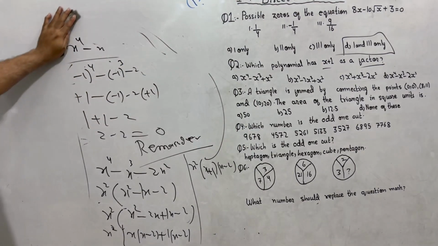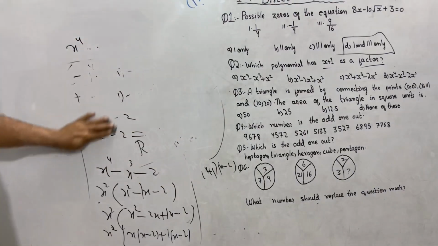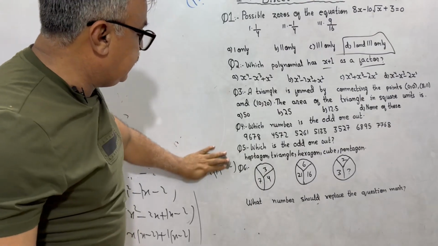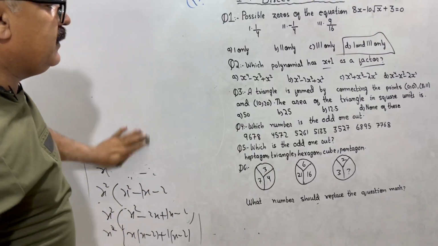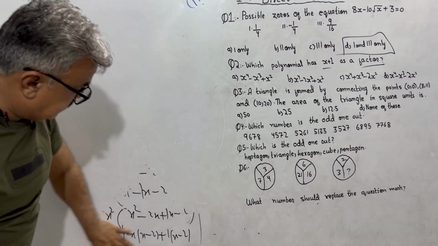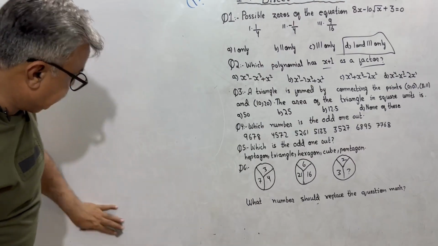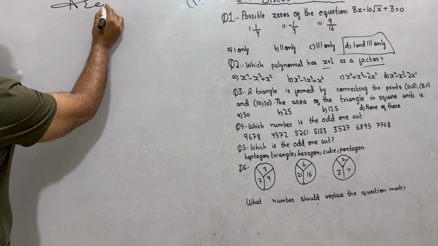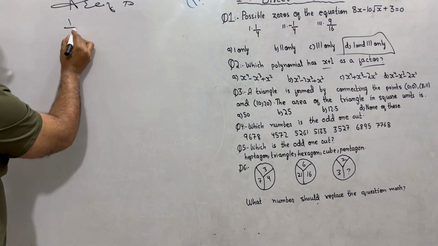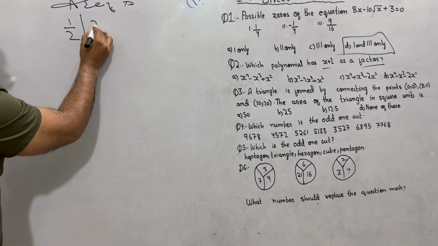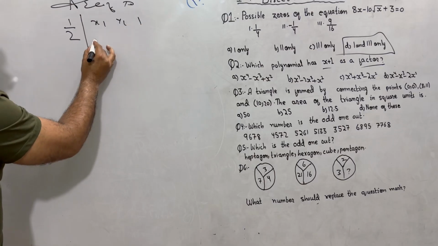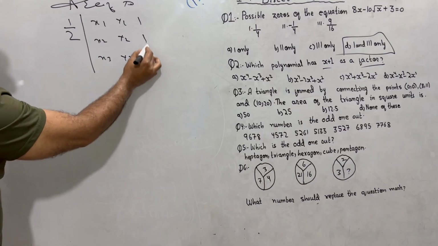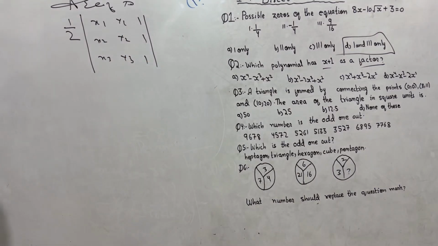A triangle is formed by connecting the points O, origin, 8, 11 and 10, 20. The area of the triangle in square units is given by the area of the triangle. We have given 3 points. When we have given 3 points, area of triangle is given by 1 upon 2 times the determinant of x1 y1 1, x2 y2 1, x3 y3 1.